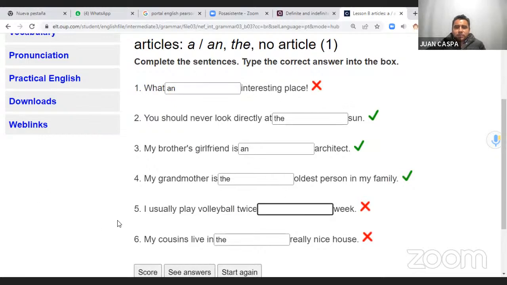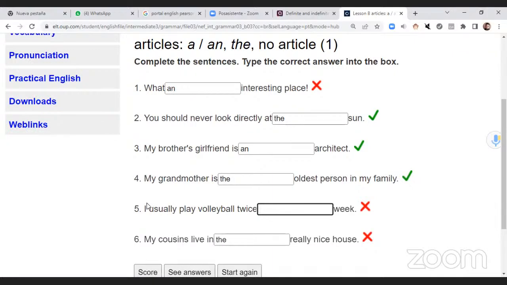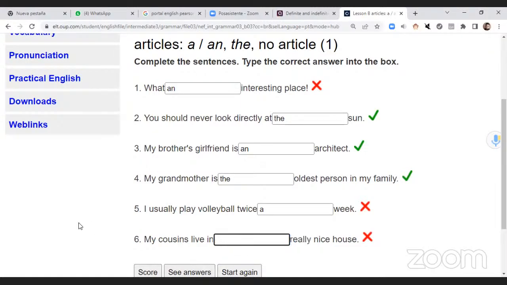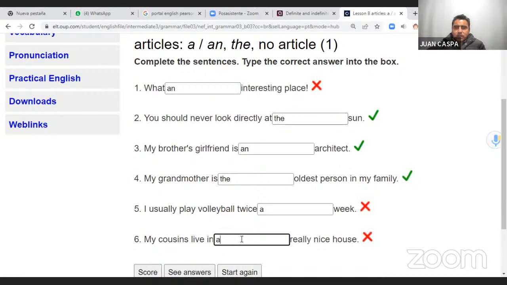So what do you think is the correct answer here? I usually play volleyball twice. Twice means dos veces en una semana, right? How do you think we can answer in that case? Maybe twice a week. Very good. Twice a week. And how about this one? My cousins live in the same. This is only an intensifier. Imagine that we don't have this adjective. We use a region, right? Yes, really, very good.